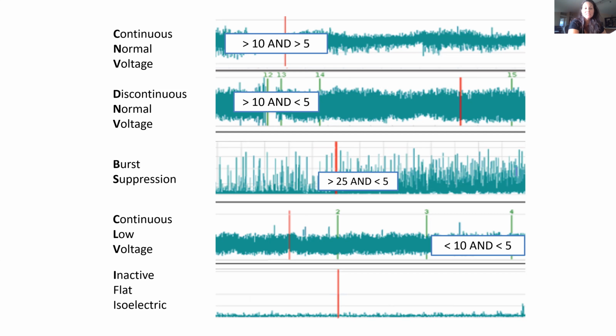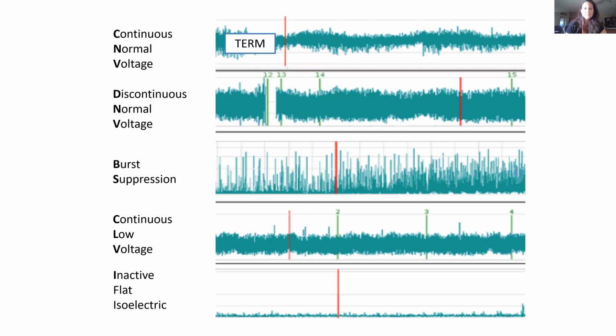So then when we get to continuous, but it's always low voltage, this is where we're talking about upper margin. So the upper margin is not reaching 10. So again, I hope that helps kind of to distinguish between those. And then the other is just our flat trace, which is, you know, always going to be that low margin, both upper and lower margins, less than 5.